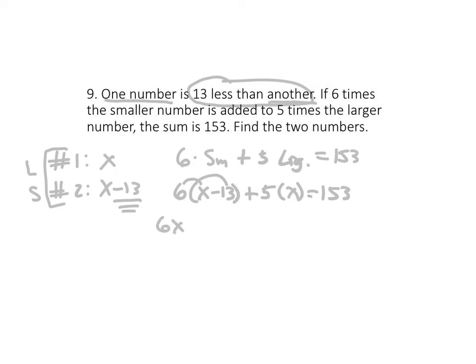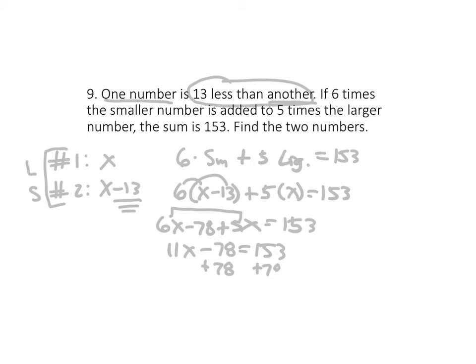Distribute. 6x minus 78 plus 5x equals 153. Combine like terms. 11x minus 78 equals 153. Isolate the variable term by adding 78 to both sides. 11x equals 231. And finish by dividing by 11. That leaves us with x equals 21.